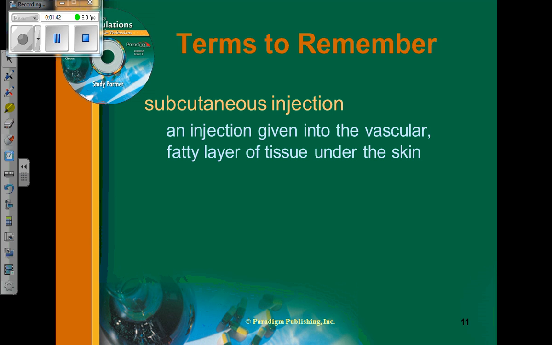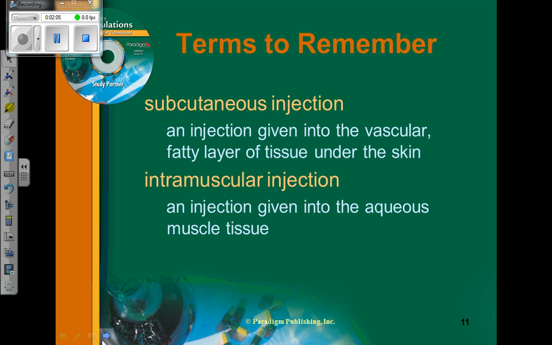The subcutaneous injection is an injection given into the vascular fatty layer of tissue under the skin. Medicines given subcutaneously are quickly absorbed, so patients can self-administer medications such as insulin by this route. Intramuscular injection is an injection given into the muscle tissue. Meds are absorbed rapidly this way. Most of the time, intramuscular injections are given by a healthcare worker, but in some cases, patients can be trained to administer intramuscular injections for themselves.